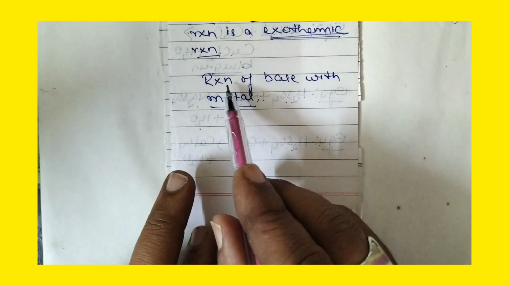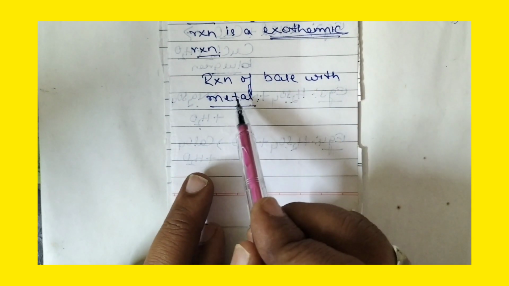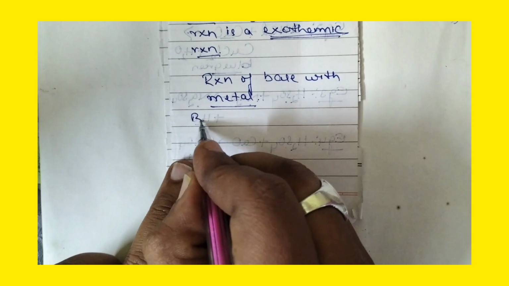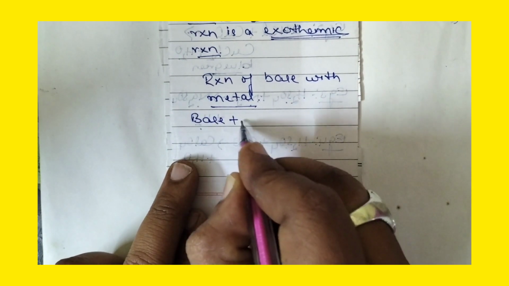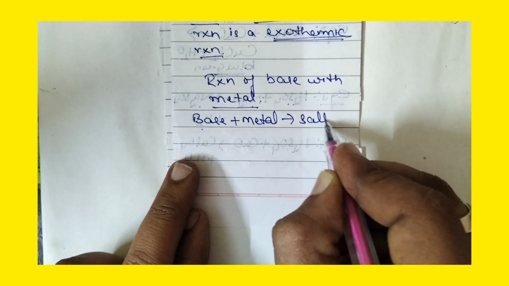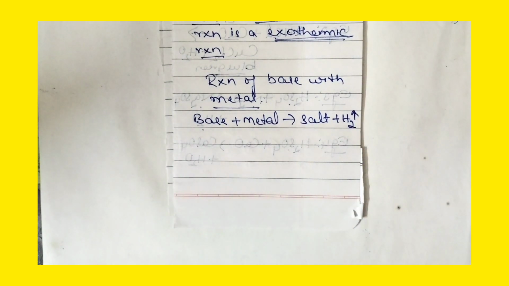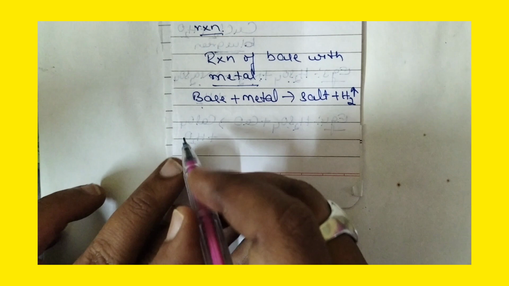Now let us study what happens when base reacts with metal. When base reacts with metal, it forms salt and liberates hydrogen, as we have seen in the reaction between acid and metal. Reaction between acid and metal also gives salt and liberates hydrogen, and reaction between base and metal also gives salt and liberates hydrogen. Now let us take an example.